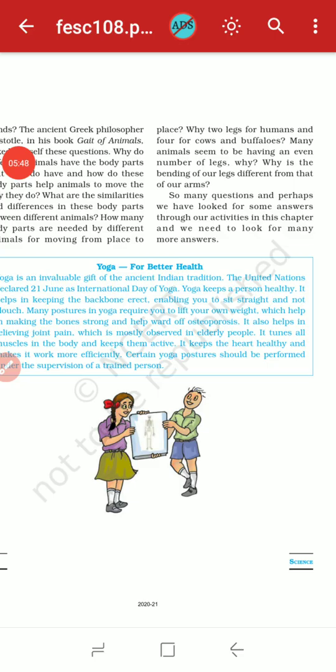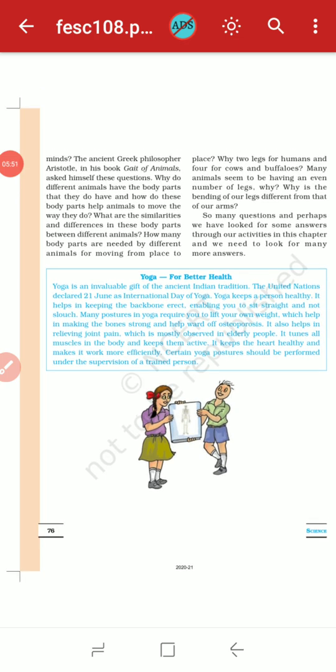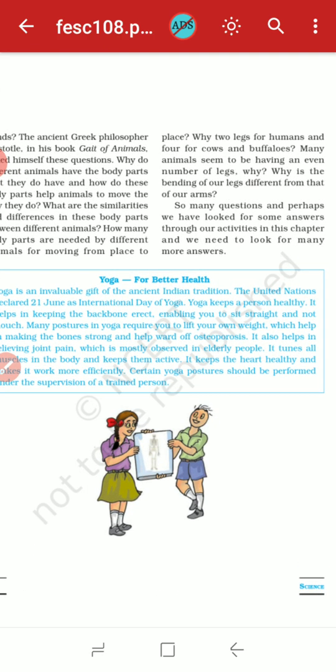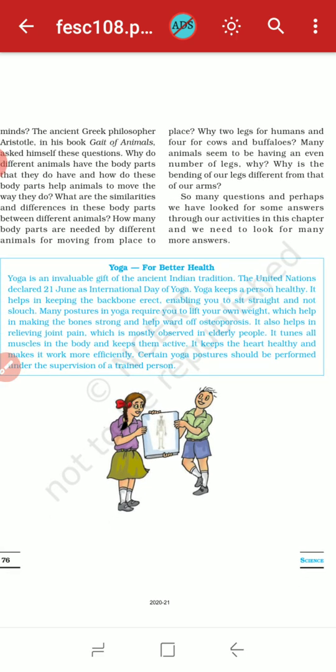Here we have given some notes on yoga for better health. Yoga is an invaluable gift of the ancient Indian tradition. The United Nations declared 21 June as the International Day of Yoga. Yoga keeps a person healthy. It helps in keeping the backbone erect, enabling you to sit straight and not slouch.